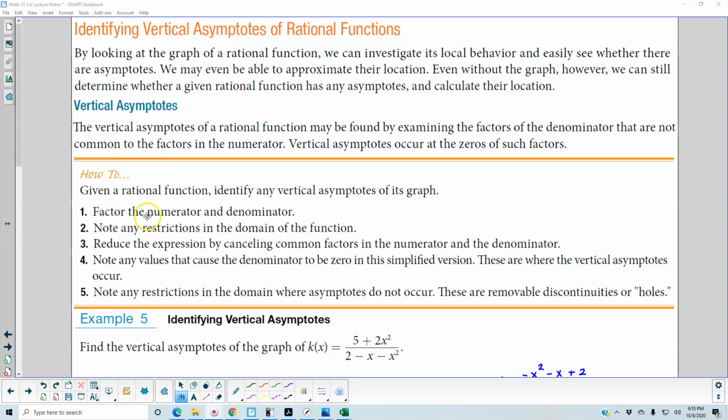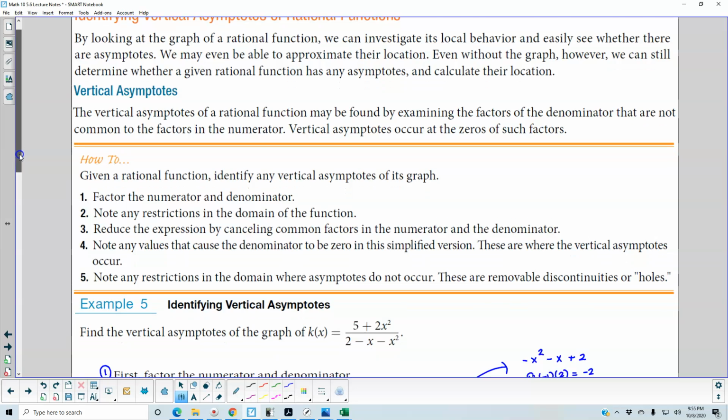Number one, we need to factor the numerator and denominator. Number two, note any restrictions in the domain of the function. Number three, reduce the expression by canceling common factors in the numerator and the denominator. Number four, note any values that cause the denominator to be 0 in this simplified version. These are where the vertical asymptotes occur. Number five, note any restrictions in the domain where asymptotes do not occur. These are removable discontinuities or holes.